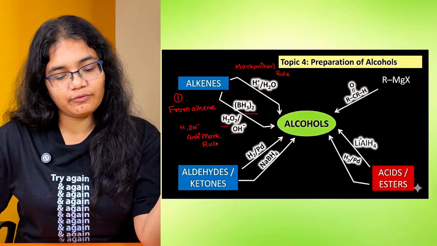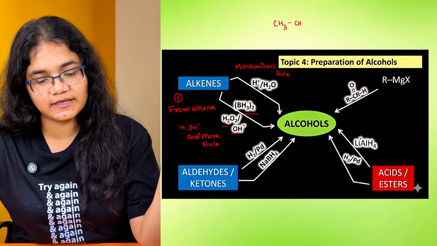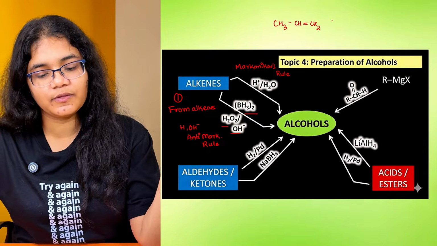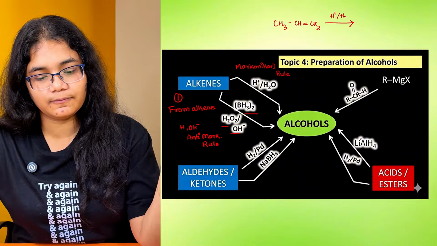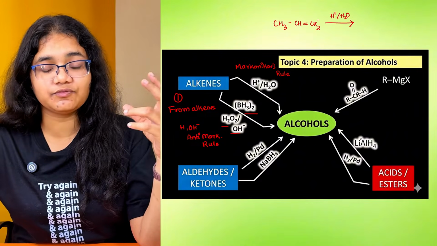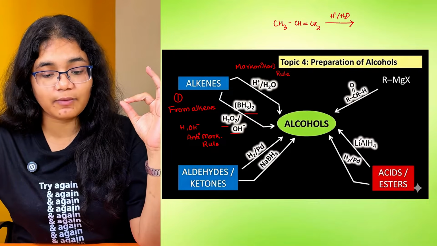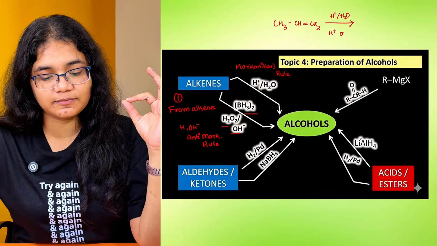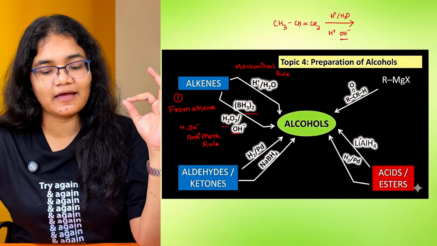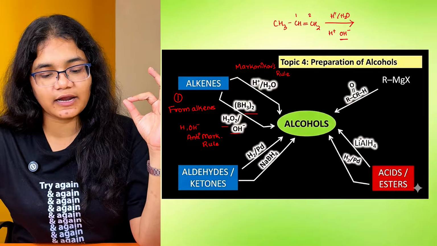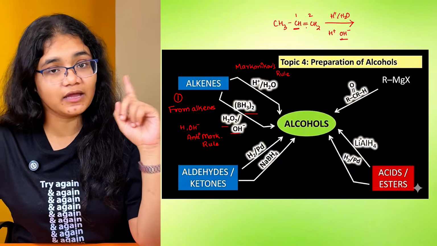Okay, now I'll give you an example. Suppose I have propene, CH3 CH double bond CH2. Now if you add here H plus with water, what will happen? H and OH will be added following Markovnikov's rule. Now what is Markovnikov's rule? H plus is positive, OH minus is negative. So the negative part will attach to the carbon having less number of hydrogens. Here I have one hydrogen, here I have two hydrogens. So the negative part will attach on the carbon having one hydrogen.